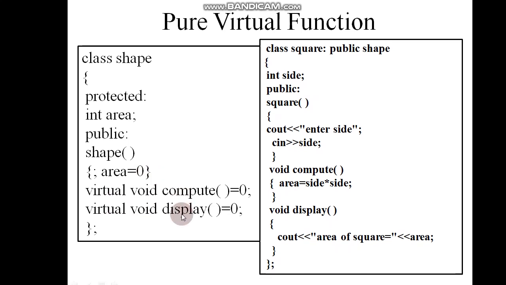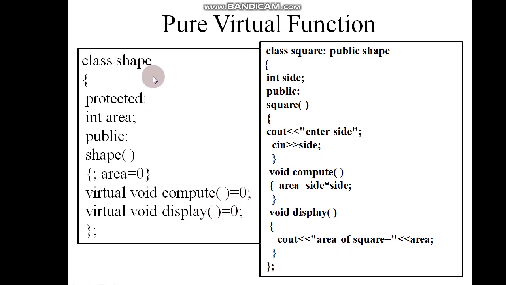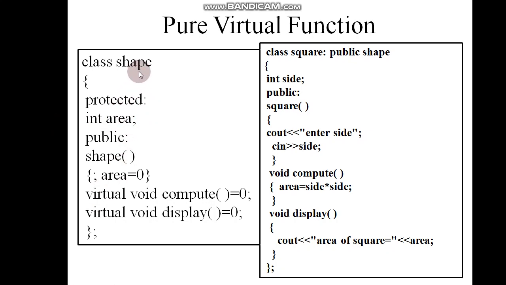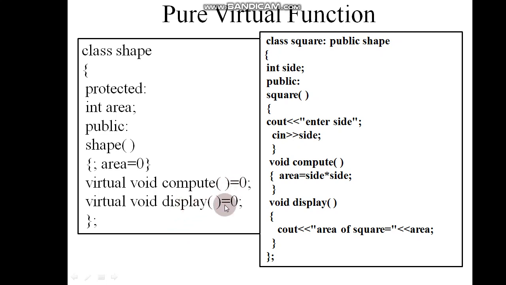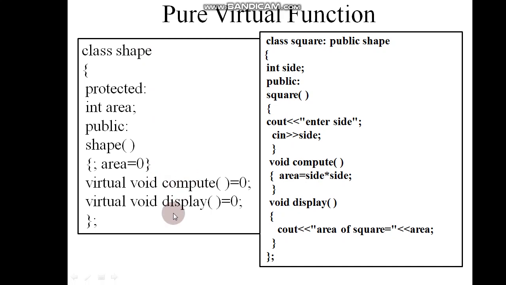Then compute and display functions are declared as virtual functions because shape is a general class. It's not any particular class. So it's not any particular shape. So area will not be associated with this general class called shape. So we are declaring compute and display as pure virtual functions. The classes which will be inheriting shape, it's the responsibility of those classes to define these virtual functions.